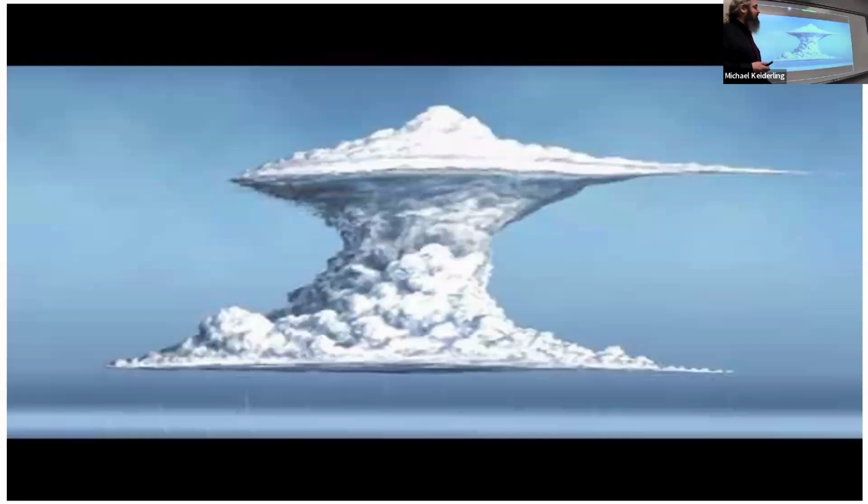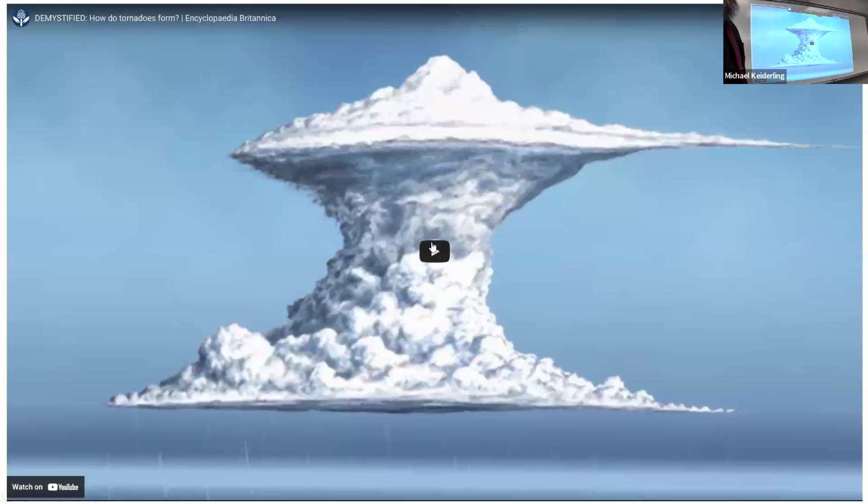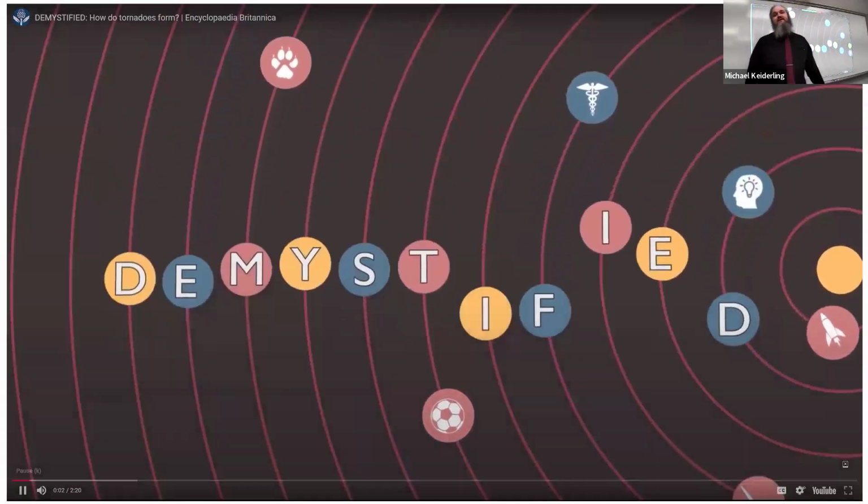So here is a short video about how tornadoes form and our understanding thereof. We don't fully understand all the details of tornadoes, but we have a general idea of the process.